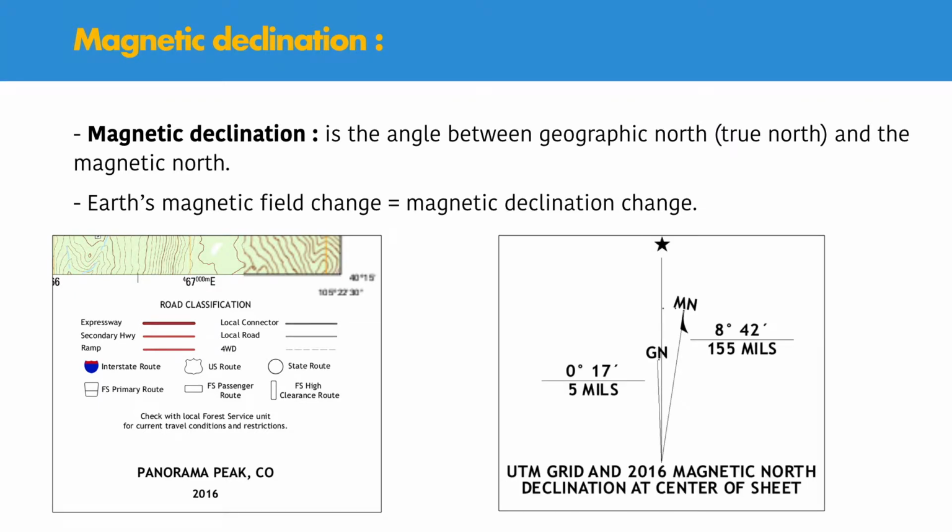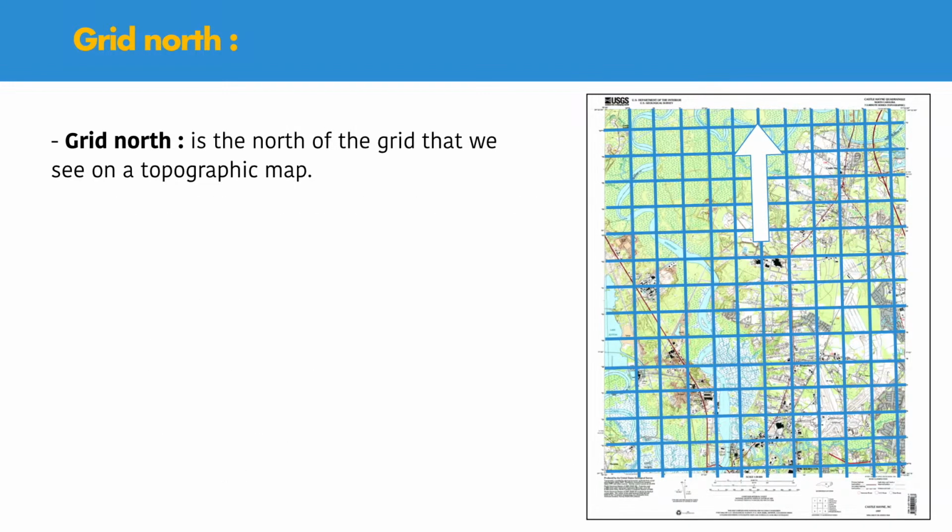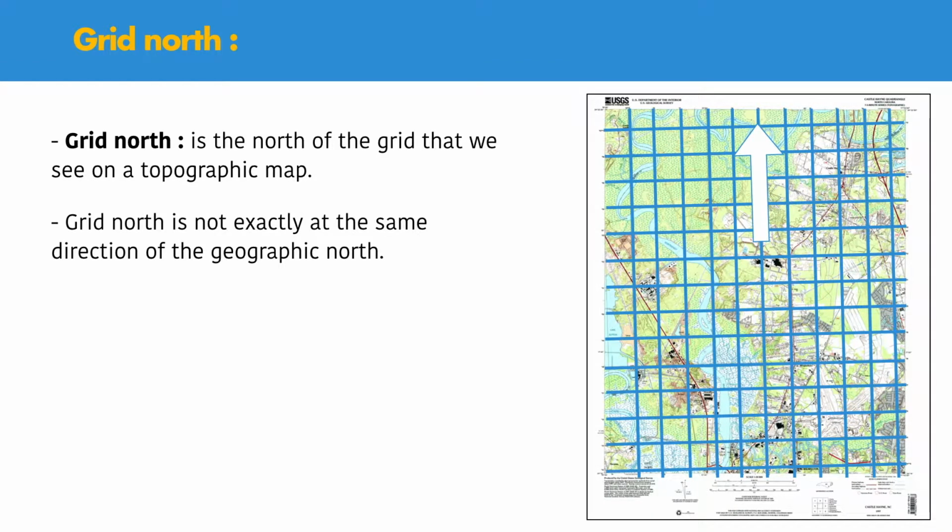But what about the grid north? The grid north is the north of the grid that we see on a topographic map. Even though the grid north looks like it's in the same direction as the geographic north, it's not exactly the same. The difference exists because the correspondence between a flat map and the round Earth is imperfect. But because it's a very small difference, people ignore it and use the grid north as if it were the geographic north. Like I've said before, this video is just an introduction to different things that we will see in more detail later. There is too much to say, but I want to keep things simple.